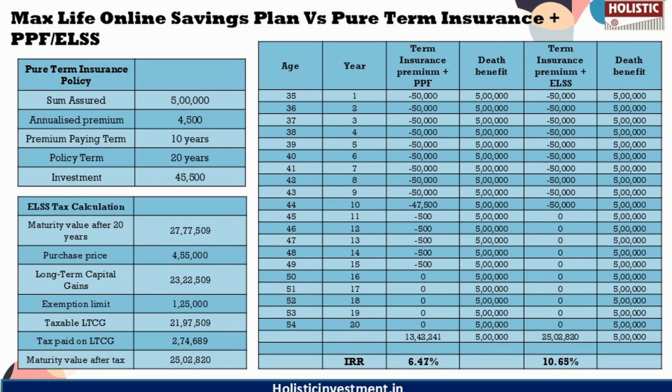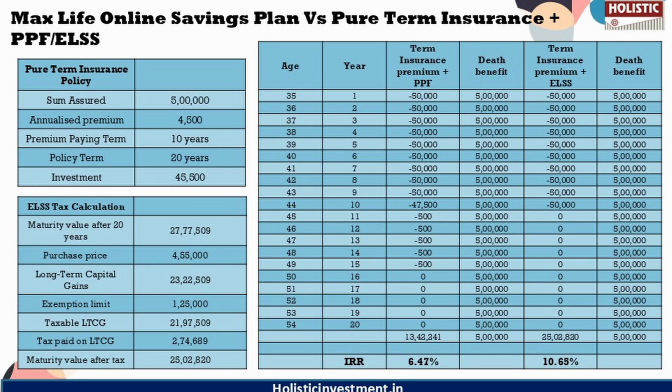So the IRR for the term insurance plus PPF combination is calculated at 6.47%, and in the term insurance plus ELSS combination, the IRR is calculated at 10.65%. The final maturity value for PPF is 13.42 lakhs, which might be a little similar to the benefit illustration of the 8% scenario in the Max policy. What we need to keep in mind is that PPF is a debt instrument and it is giving us guaranteed returns, while Max Life Online Savings Plan is a market-linked product giving us similar return to a debt instrument like PPF.